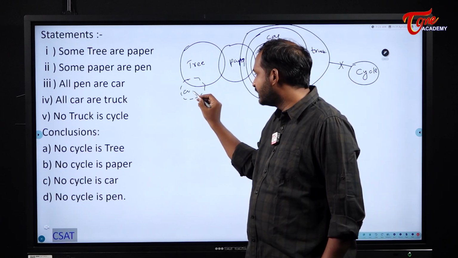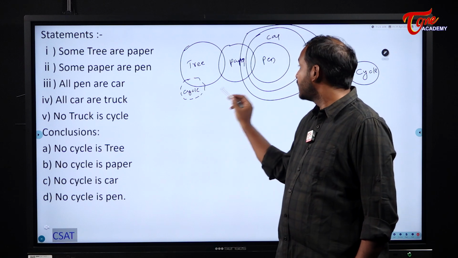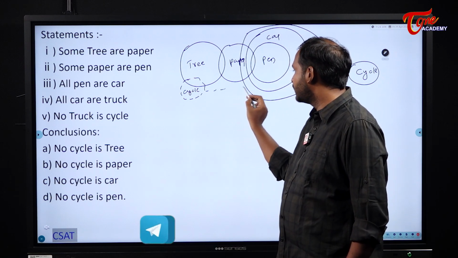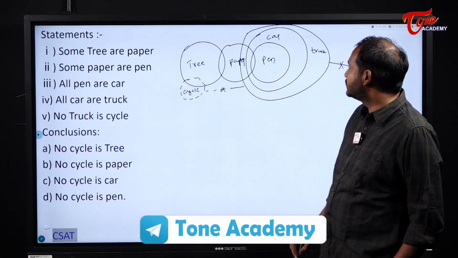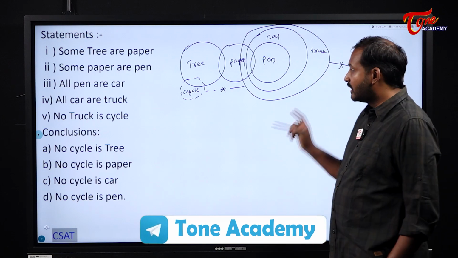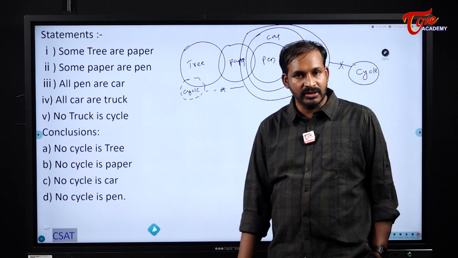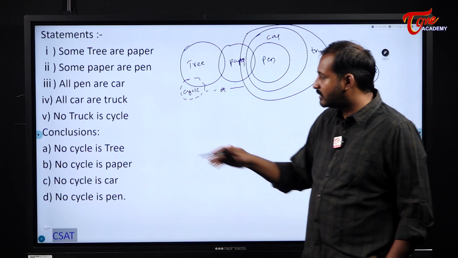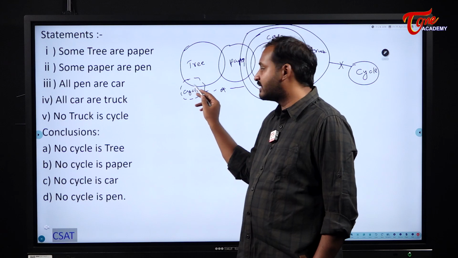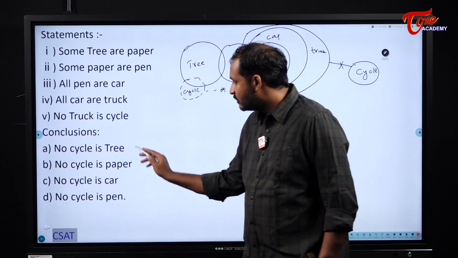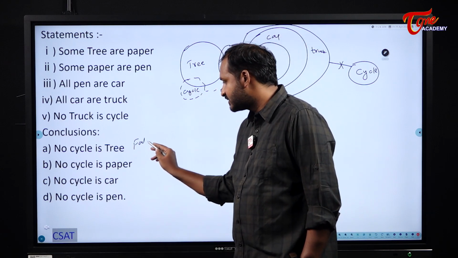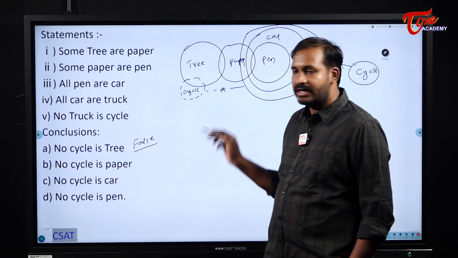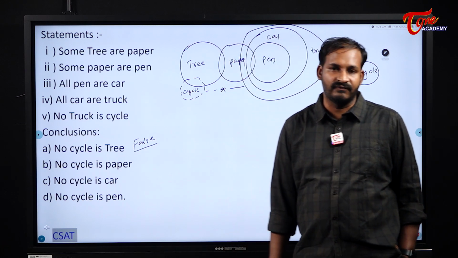Now I will bring cycle here, and as usual there is no relation. It is not contradicting my given statement also, because there is no relation between truck and cycle. Now can I draw this one? Yes, I can draw. Now this alternate diagram is possible. No cycle is tree, but actually some cycle are becoming tree, right? So this becomes false. With the help of the alternate diagram, I made that conclusion false.